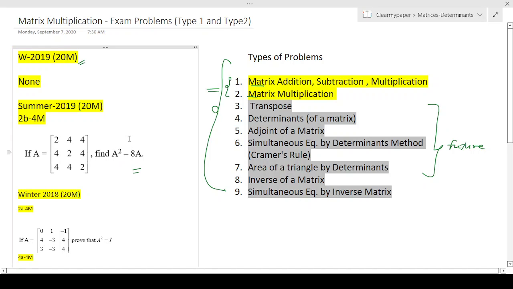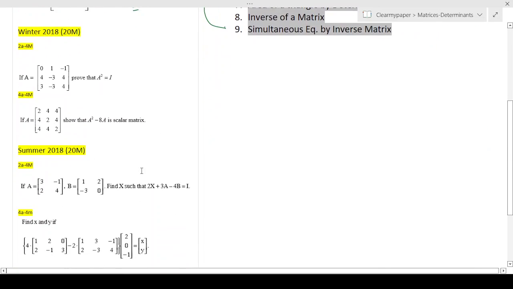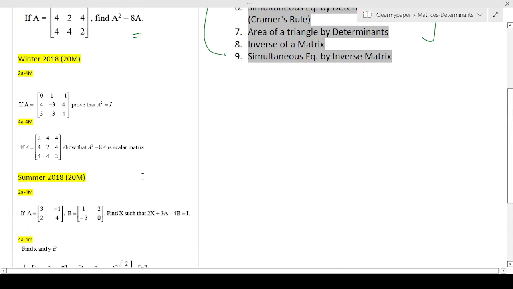But the beauty is this question keeps repeating itself. In summer 2019, they have given this question in this format. But if you scroll down a bit and take winter of 2018, question number 4a for 4 marks, the same question has come. But it has been rephrased, saying: can you show that if you do this computation, A square minus 8A, the resultant matrix is going to be a scalar matrix.